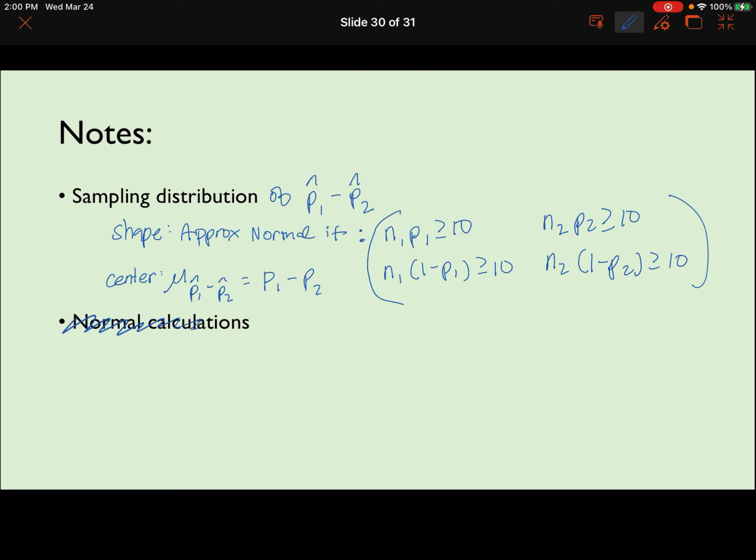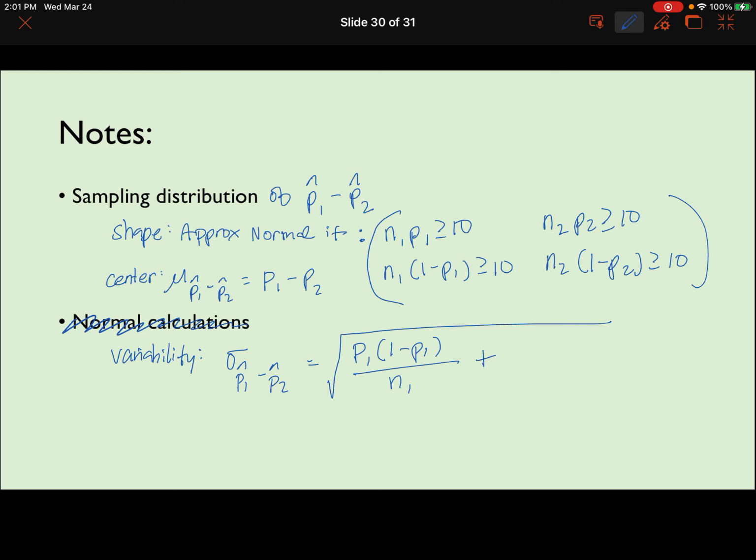I'm going to save this for a bit. Variability, we're going to use standard deviation here. And here we go. This is fun. Big square root. Get ready. We're going to calculate the standard deviation for the first part, and then also for the second part, add them up and take the square root.